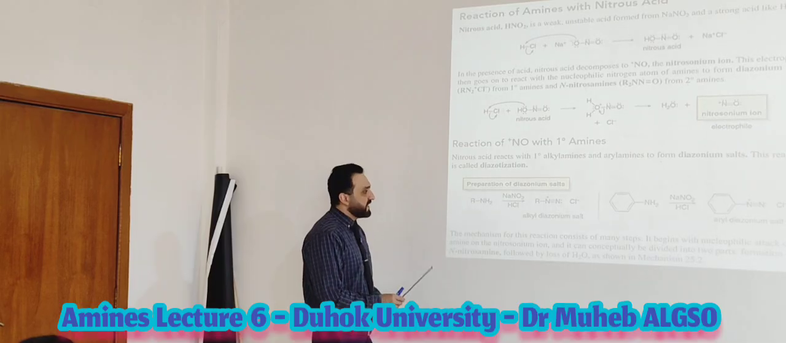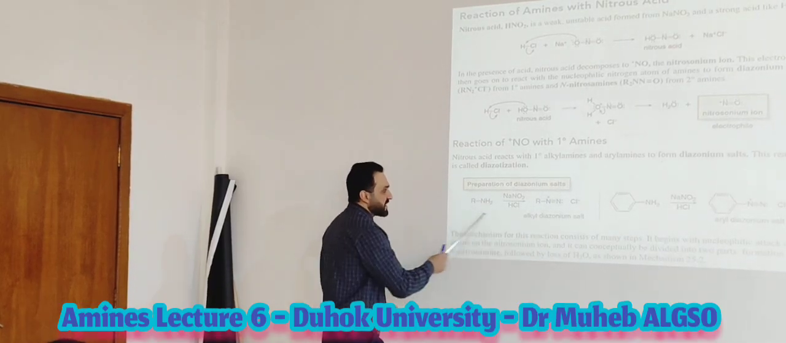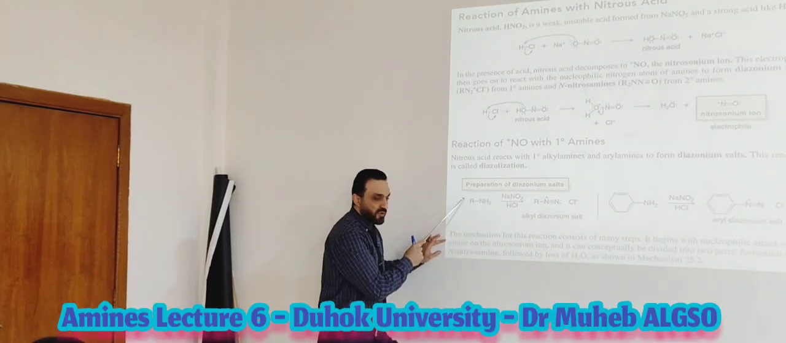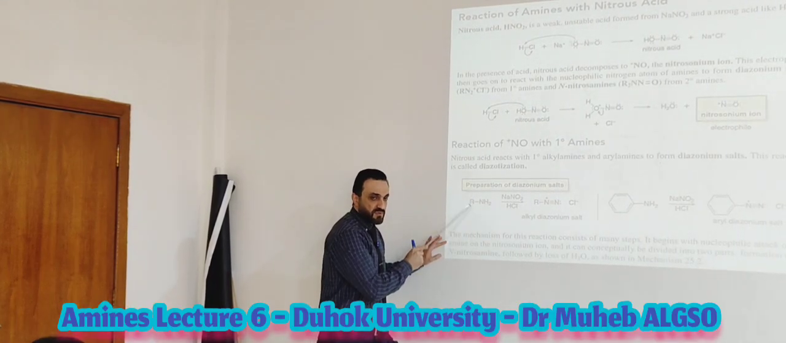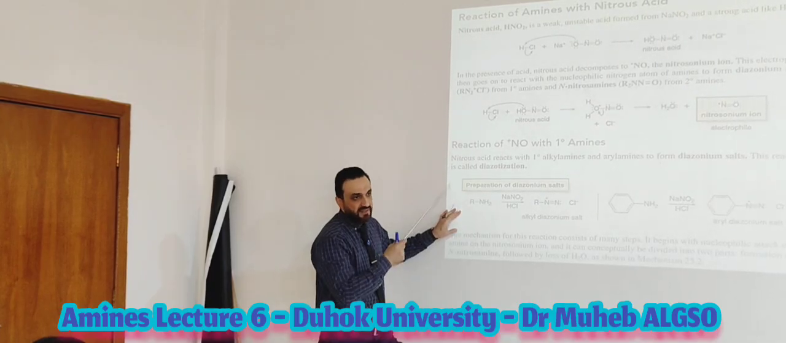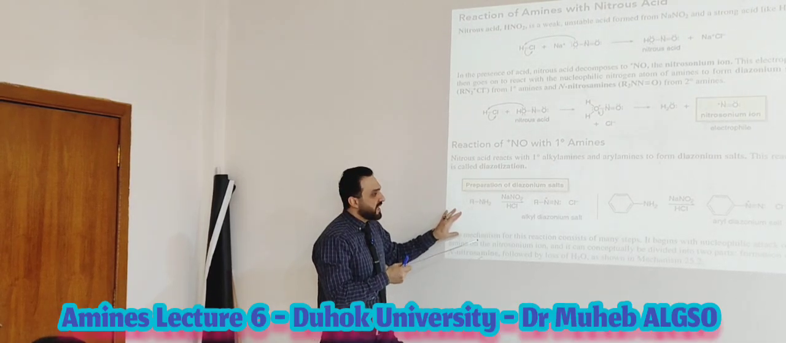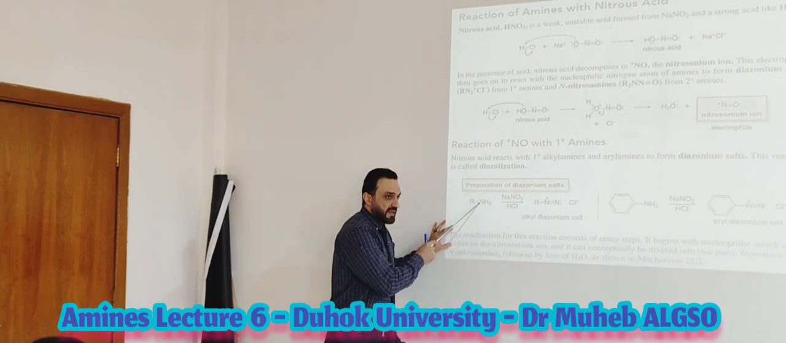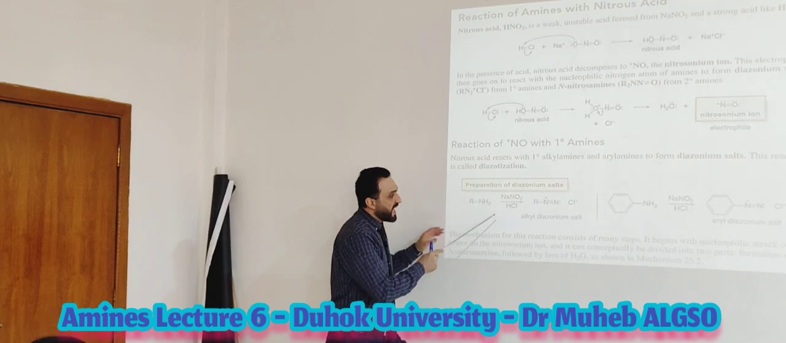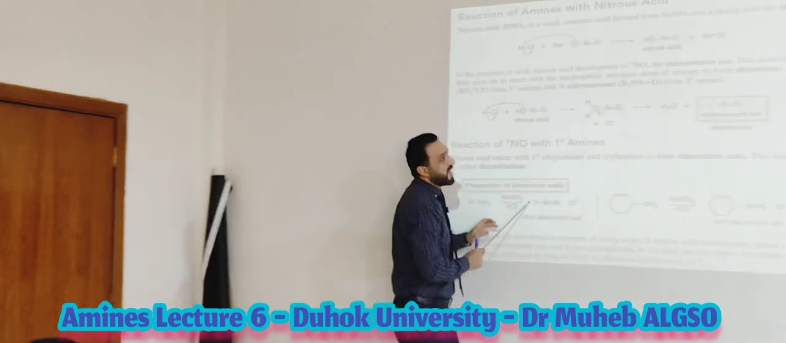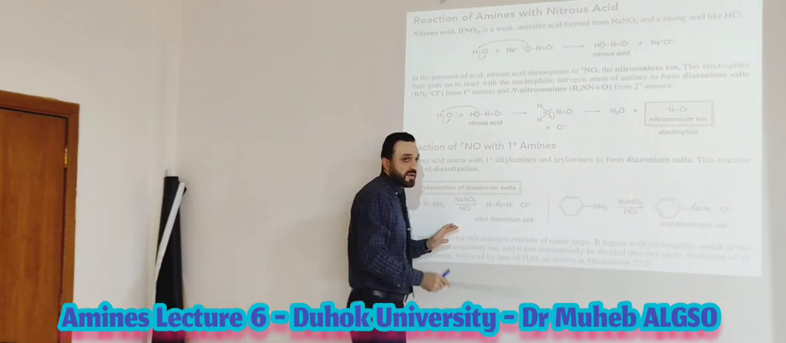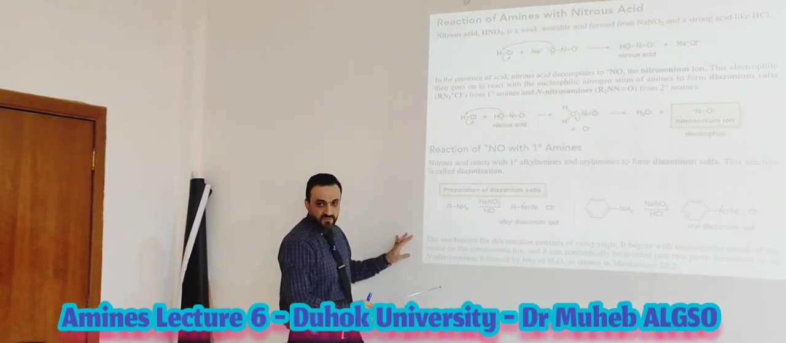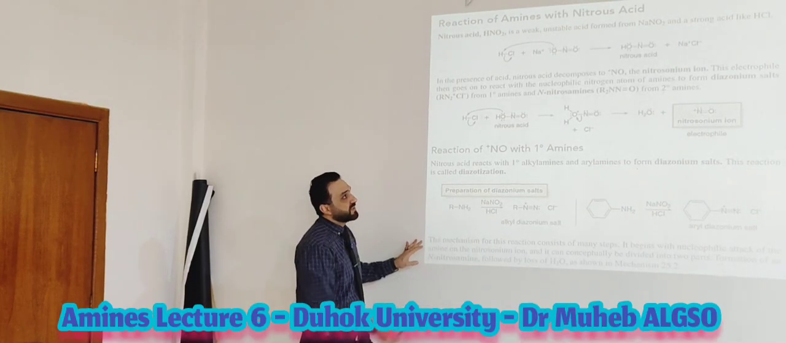So the general reaction for the diazonium salt starts from a primary amine, aliphatic or aromatic, both of them. But what is useful in organic synthesis is the aromatic, not the aliphatic, and we will see why the aliphatic is not useful in organic synthesis. So the primary amine reacts with the nitrosonium ion. This nitrosonium ion is formed by the reaction of NaNO2 with HCl. That means the amine reacts with nitrous acid.